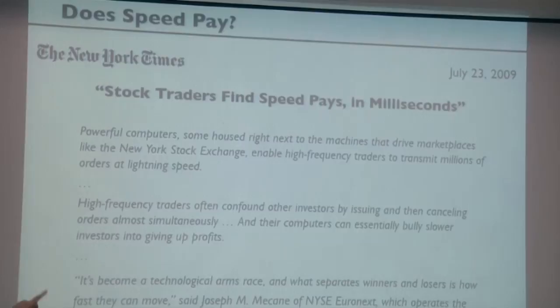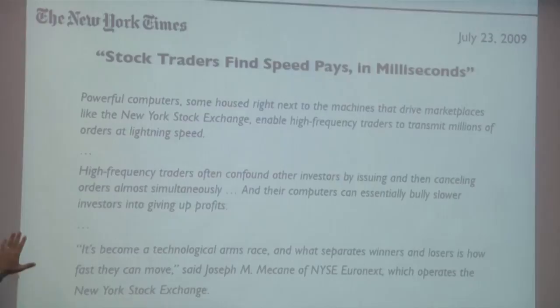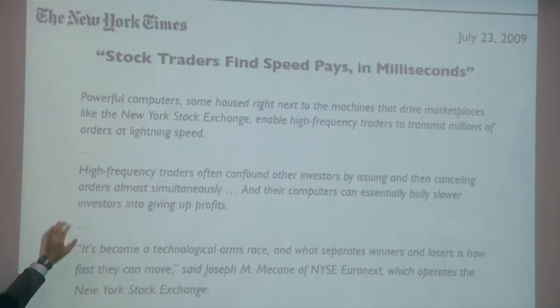At the top it talks about how powerful computers are housed next to the machines that drive marketplaces. That's the idea of co-location, which we'll come back to. High-frequency traders often confound other investors by issuing and canceling simultaneously. So maybe it's good to be able to trade quickly, although bullying doesn't sound so good. Here's a quote from someone from the New York Stock Exchange: it's a technological arms race. What separates winners and losers is how fast they can move, right? So clearly an important discussion.